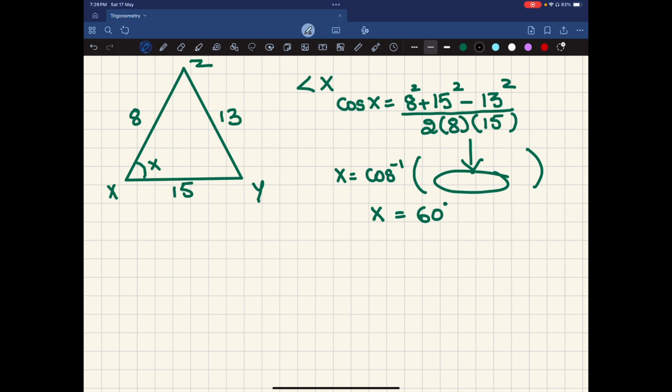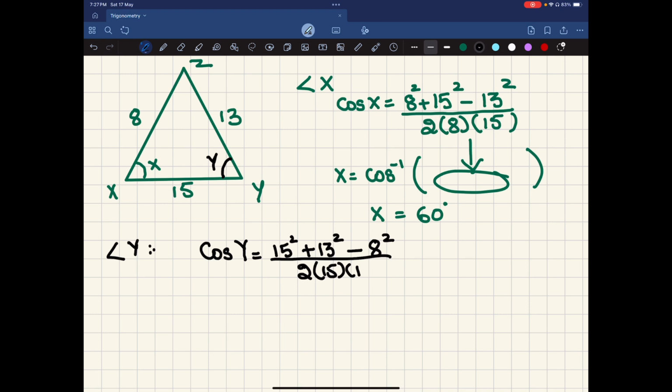Let's see, what if the question asked you to find angle y? Okay, so let's formulate the formula to find angle y. So cos of y will be equal to, what are the neighboring sides of angle y? 15 and 13. So it's going to be 15 square plus 13 square minus the third side, which is 8 square, over 2 into 15 into 13. Then you're going to take cos to the other side and take cos inverse of this expression, and you should get y equal to 32.2 degrees.